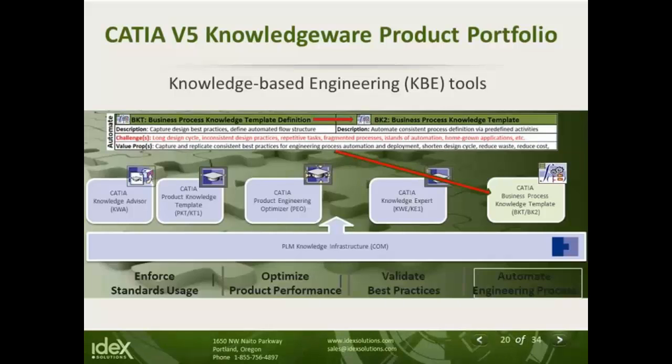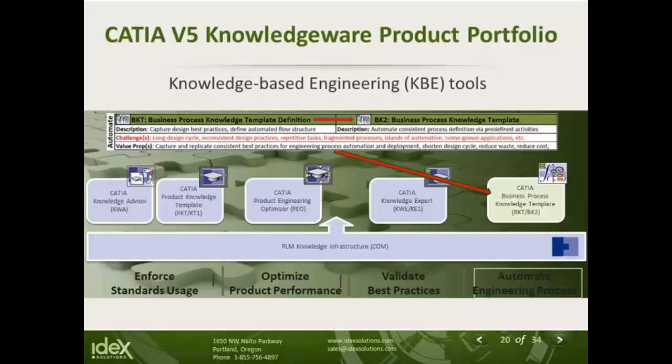And finally, we've got CATIA Business Process Knowledge Template, or BKT, which captures design best practices and defines automated flow structures interactively. A separate runtime license called BK2 is access to automate consistent process definition through the use of predefined activities. And what this does is it acts as a glue to automate the engineering tasks that you've created from using the previous products on the left side of the diagram there.